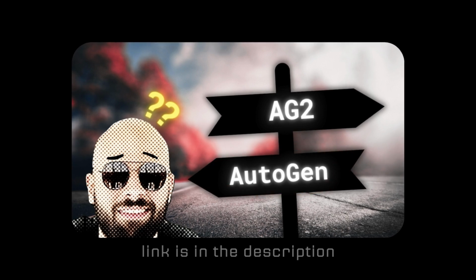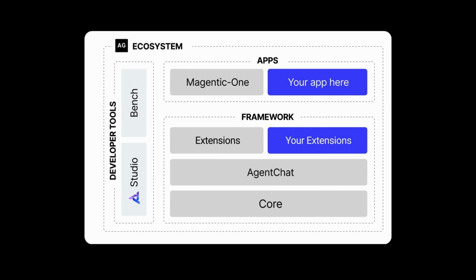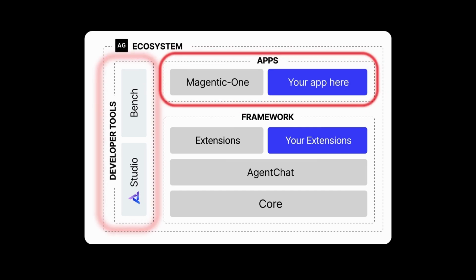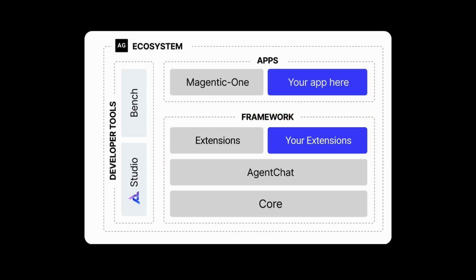Alright, let's pop the hood and take a look at the framework. The AutoGen ecosystem has three key components: developer tools, apps, and the framework itself. In this video, we're zooming in on the framework, which has three main layers. Core. This is the foundation that everything else is built on. It handles agent communication and other essential features that power the entire framework. Agent chat is built on top of Core, and this layer provides patterns for predefined agents, teams, and more.